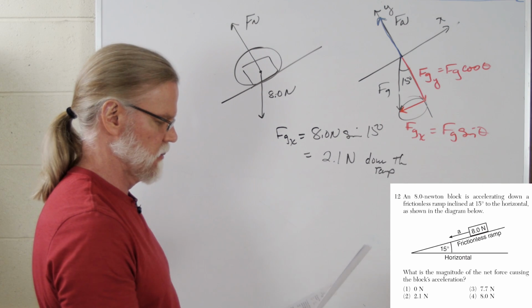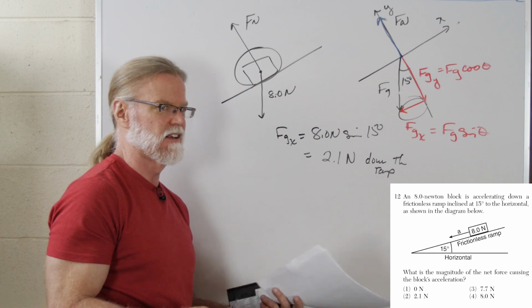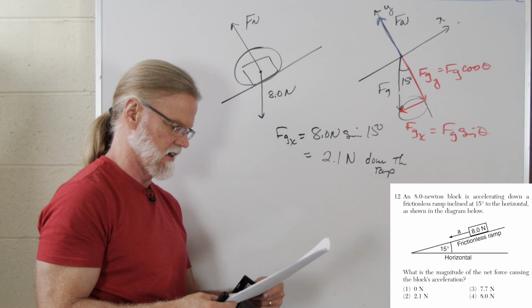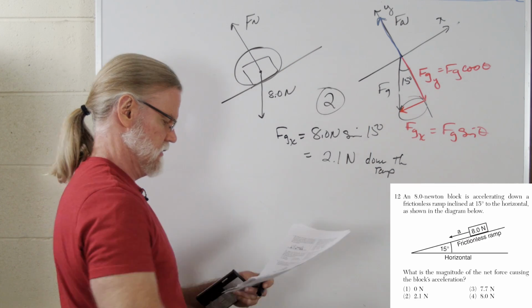They didn't want the direction, they want the magnitude. Magnitude just means the amount. But when I see vectors, I want to give direction if I can. Choice 2. 2 is that one.